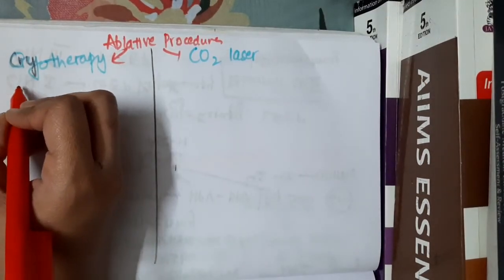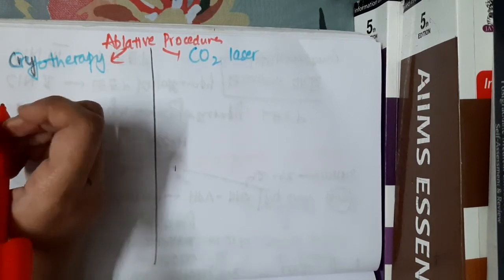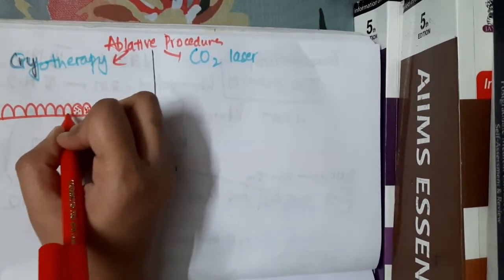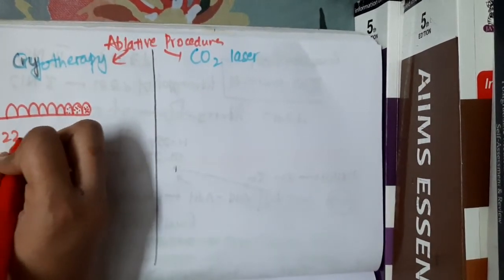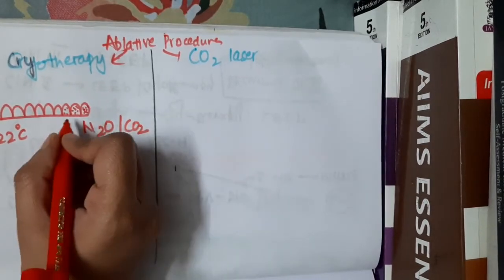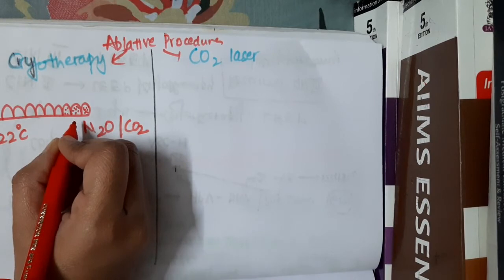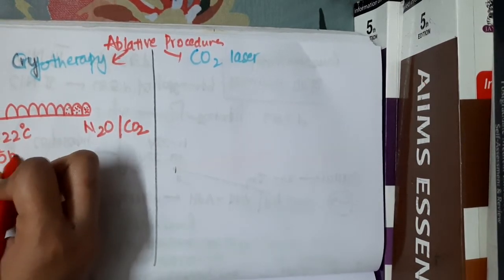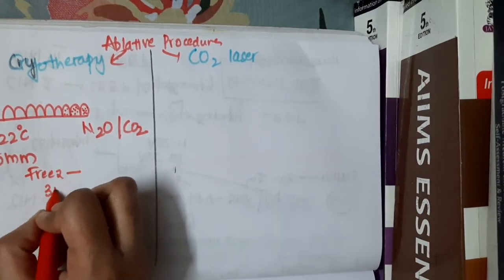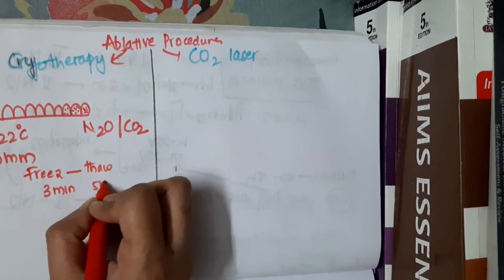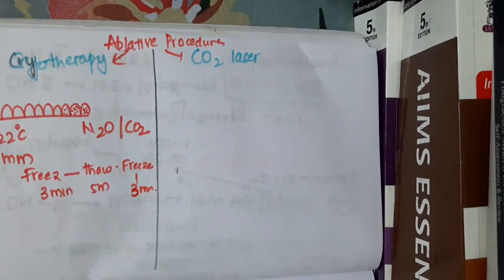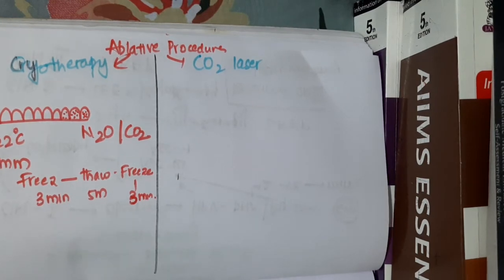Cryotherapy destroys the epithelium by crystallizing the intracellular water. The water present in the cells is transformed into crystals at a very low temperature, that is minus 22 degrees Celsius, with either nitrous oxide or carbon dioxide. This is called cryotherapy. We destroy the tissue up to 5 millimeters depth. First we freeze it for 3 minutes, then thaw it for 5 minutes, and then freeze it again for 3 minutes. This is called the freeze thaw cycle.